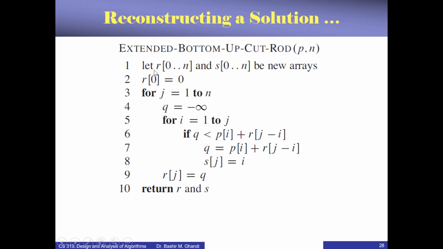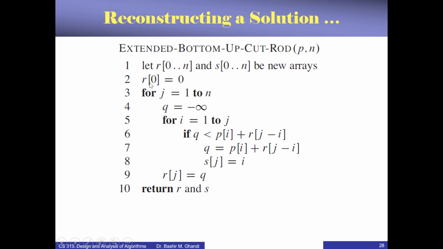So this is the extended bottom-up cut rod routine. It receives the same parameters, the table of prices and the n. However, here it initializes two arrays, R and S. R is going to be used to store the optimal revenues for a particular n, but S is a new array. It's going to be used to store the particular point where we make the cut in order to obtain the optimal revenue.